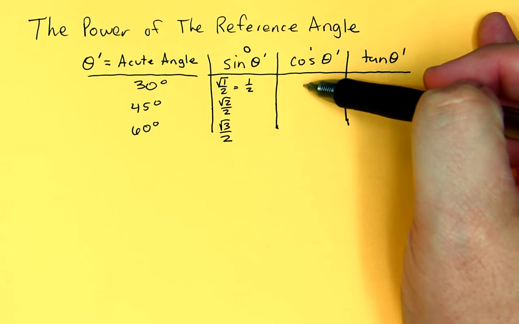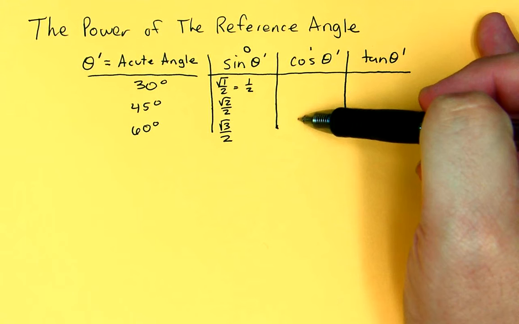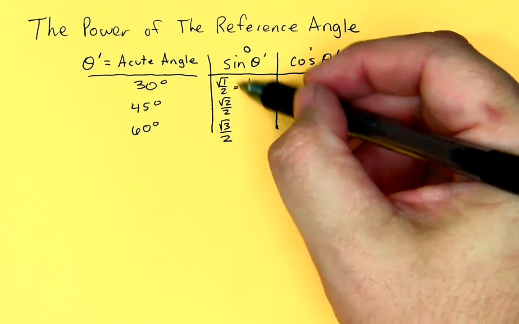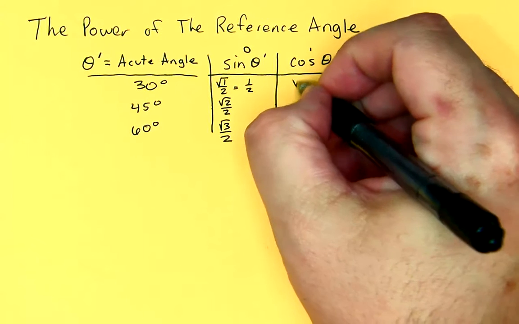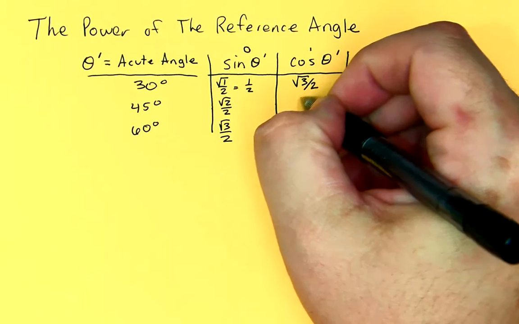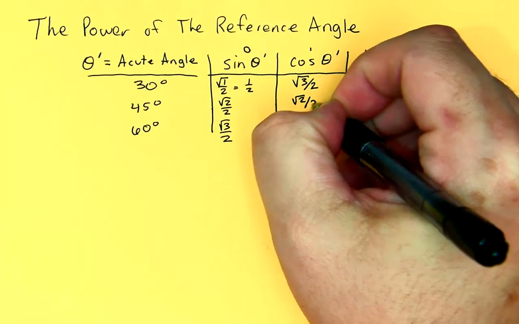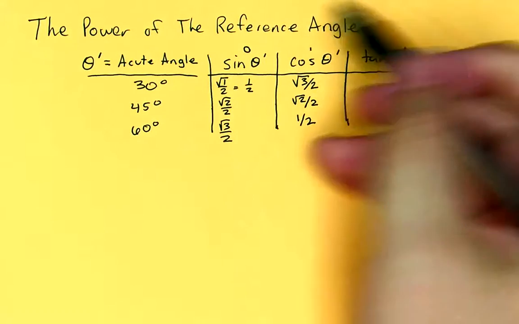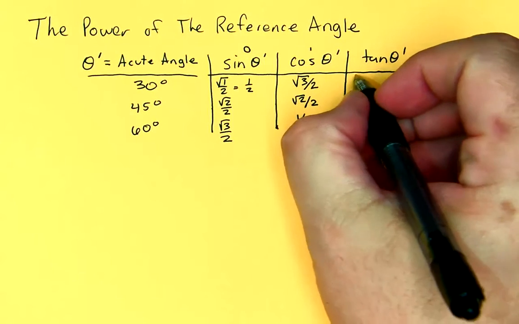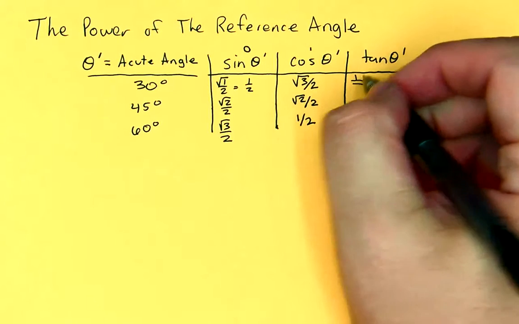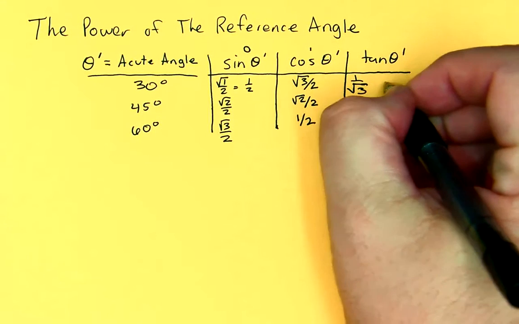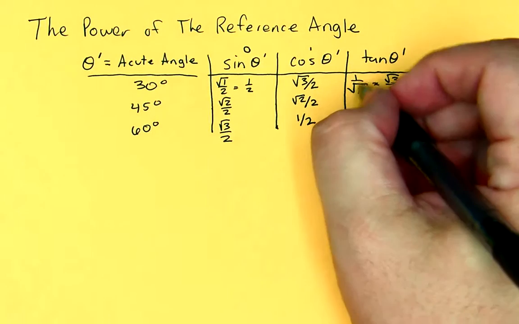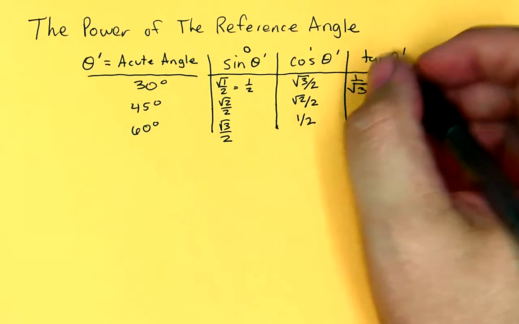Now, for cosines, we're going to decrease from 0 to 90, starting at 1, and all we do is take the sine and go backwards. So we take the square root of 3 over 2, square root of 2 over 2, and then 1/2. And then the tangent is just going to be sine over cosine. This is 1 over the square root of 3, which would be equal to the square root of 3 over 3. I always put this in here so we can get the reciprocal nice and easy.